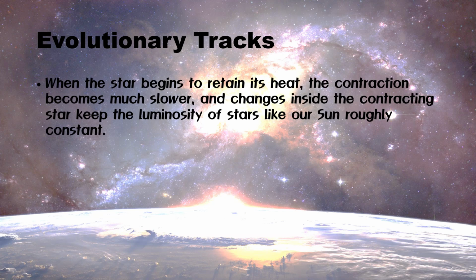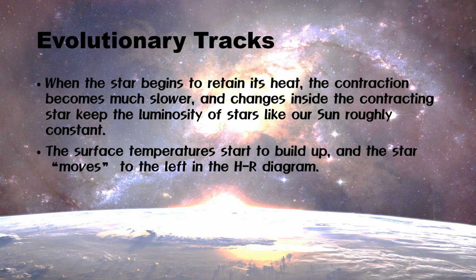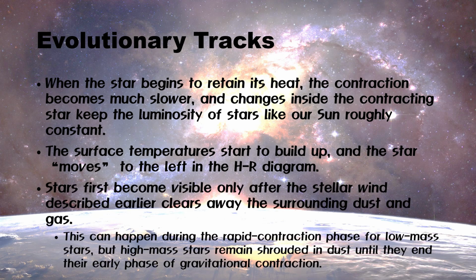Now, when the star begins to retain its heat, the contraction, of course, is going to become much slower. And changes inside the contracted star are going to help keep the luminosity of stars, much like our own sun, roughly constant. We can see, looking at that diagram, how the lines all kind of flatten out. That's that constant that we're looking at. So the surface temperatures, of course, are starting to build up, and the star is going to move to the left in the HR diagram, as we saw with those arrows as we trace their various paths.